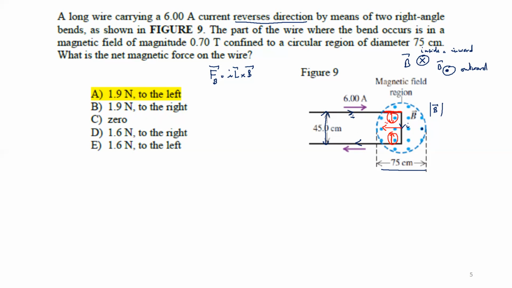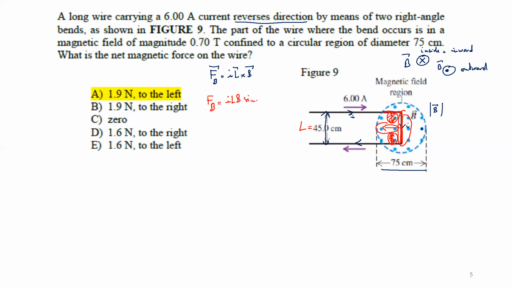So the only net magnetic force is this magnetic force, which is due to this portion of the wire. The ones on top and bottom will cancel. So I just have the magnetic force pointing to the left using the right-hand rule. That magnetic force has a magnitude F_B, which is I L B, L being, of course, this length here.